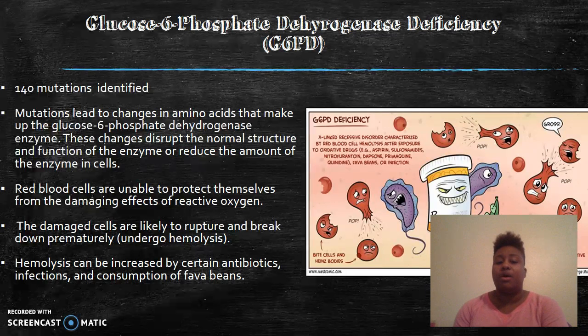Hemolysis can be increased by certain antibiotics, infections, and the consumption of fava beans, and G6PD deficiency is also called favism. And in my little chart over here, I have little red blood cells, the infection, then I have medication, the normal antibiotics, and then fava beans. They're so mean.